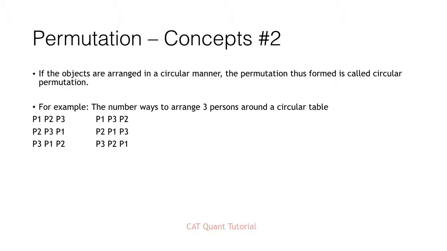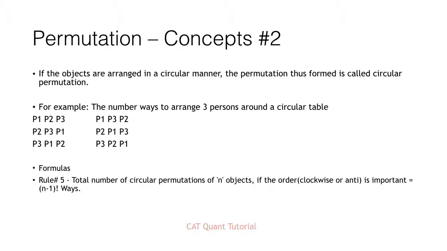So in the case of circular combinations, it's very important to define whether the order is important or not. To solve these, the formula to take into account is rule number 5, the total number of circular permutations of n objects if the order is important. That is, if the order, clockwise or anti-clockwise, is important, then the number of ways is n minus 1 factorial. In this case, if only 3 people need to sit around a circular table, the answer should be 3 minus 1, that is 2 factorial, which would be 2 ways.